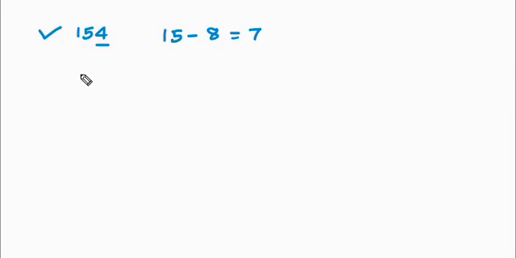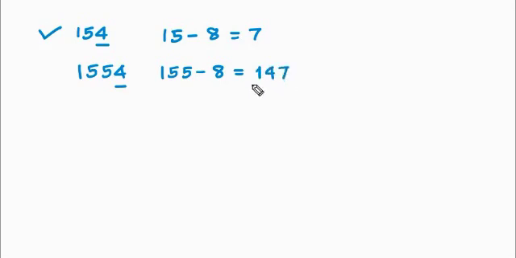Let's take one more number. Let's take 1554. Now in this case, what is the last digit? Last digit is 4. Double of 4 is 8. And other than 4, what is the number left? 155. So 155 minus 8. And that gives me 147.